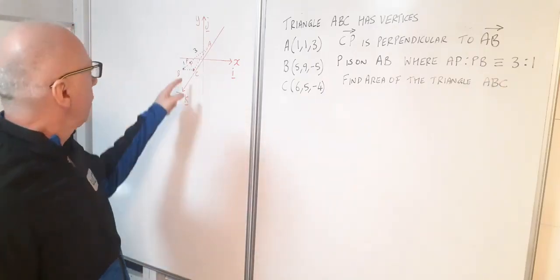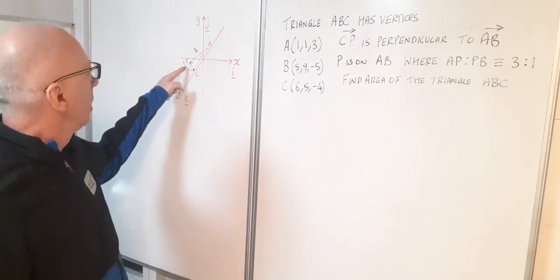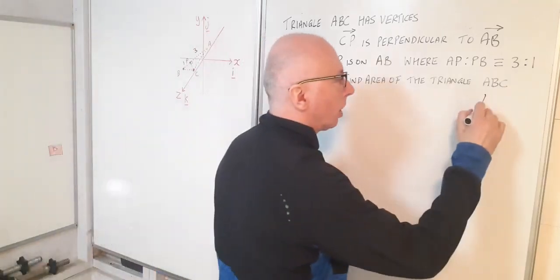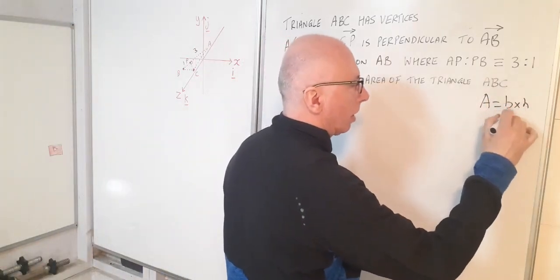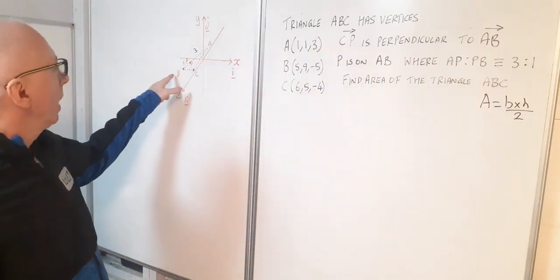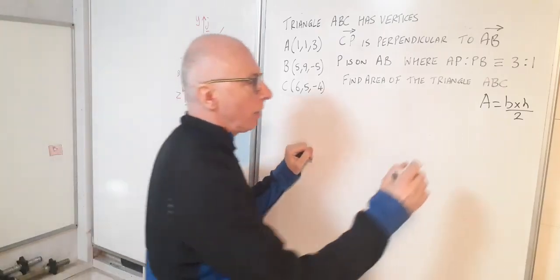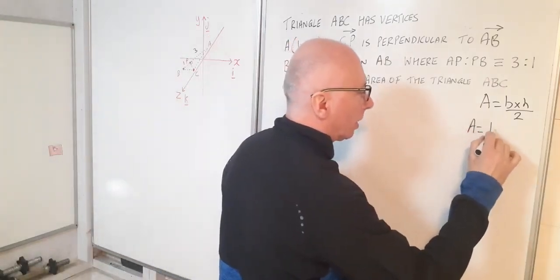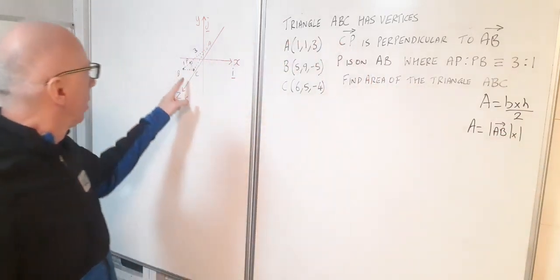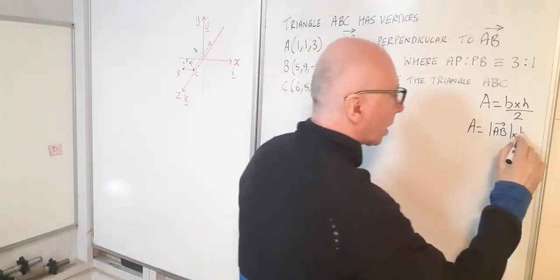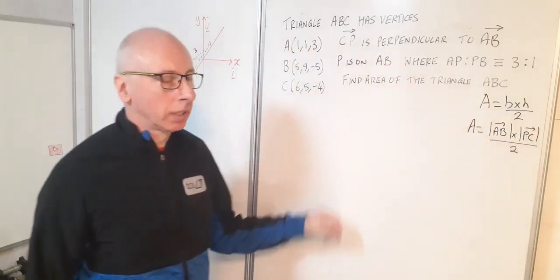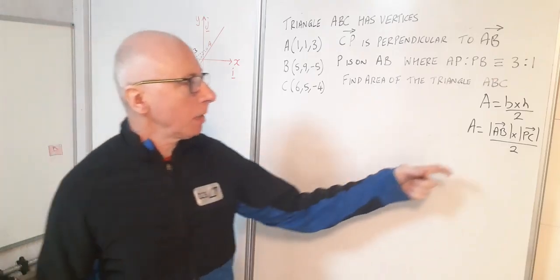So what I'm proposing is to find the length of AB and the length of PC, and then use the elementary formula for the area of a triangle, which is base times height over 2. So with that in vector format, I've got my vector AB. If I find the magnitude of that, I multiply it by the magnitude of the height, which is PC, and then divide that by 2. So that's what I need to try and do. These are my building blocks.